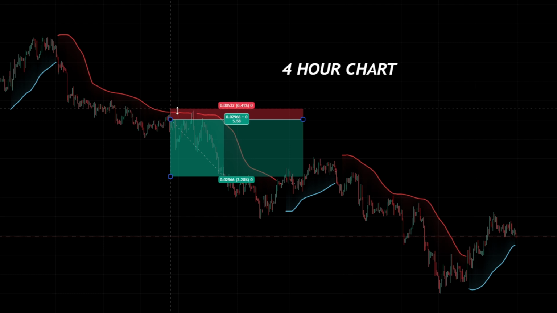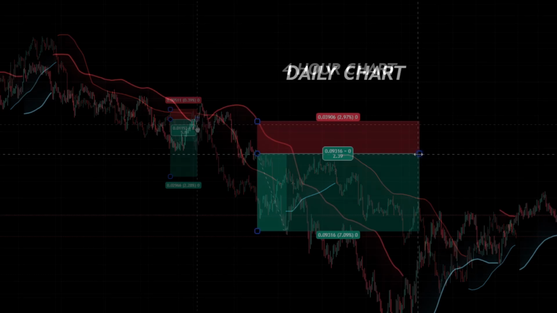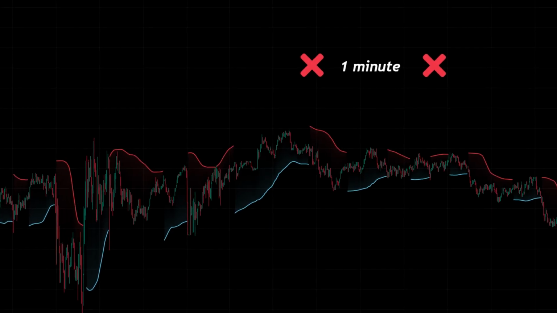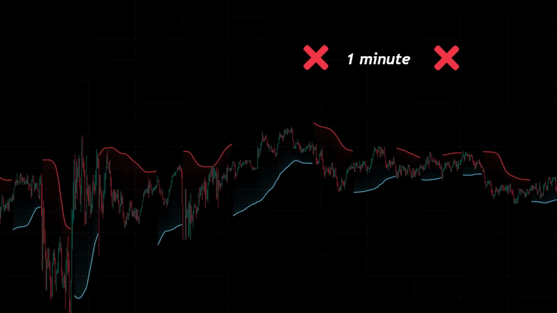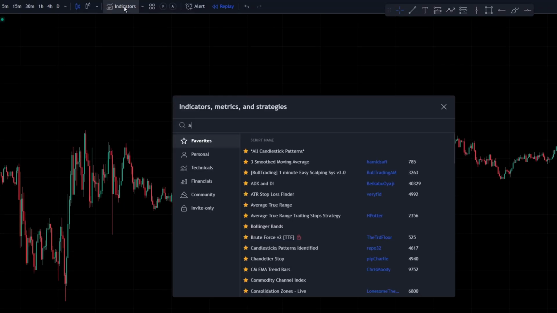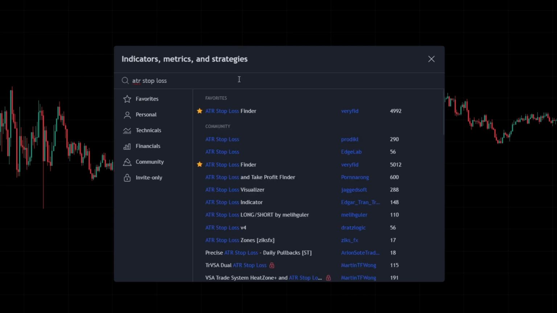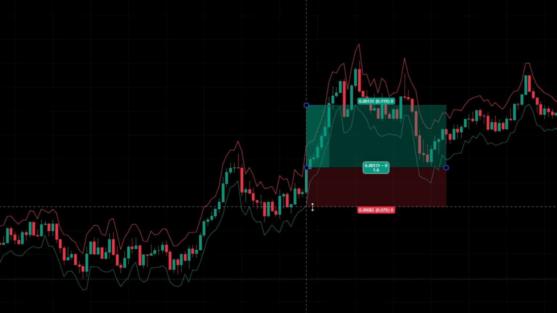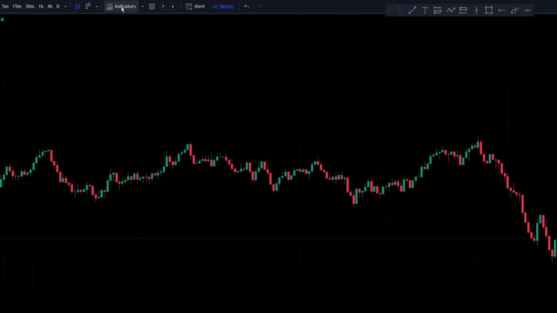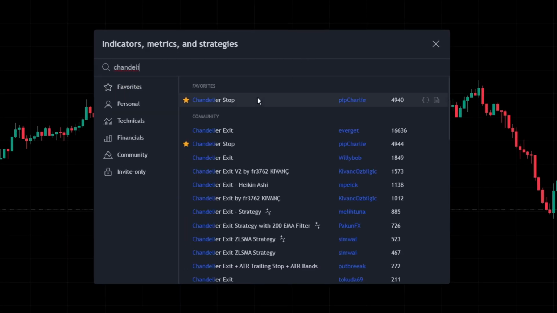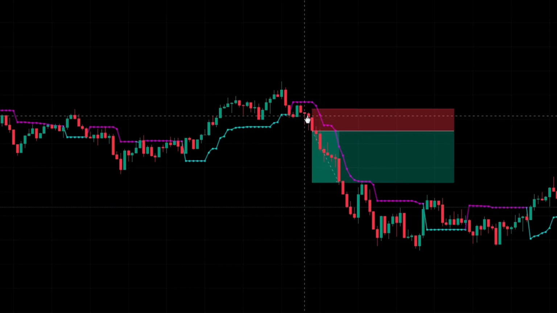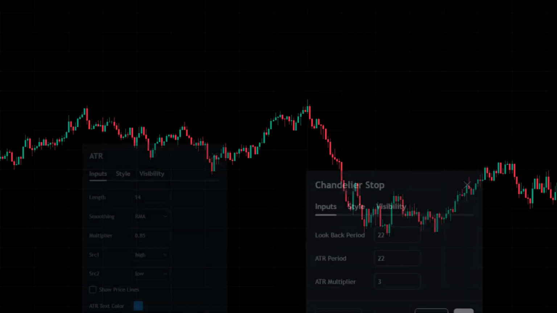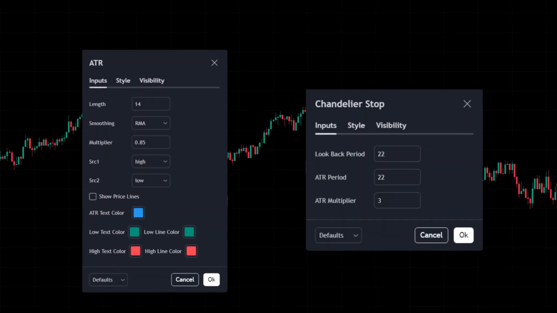This tool can work for high time frame trading like the 4-hour and daily, but for scalping, I would recommend using tighter stop losses, which you can get using an indicator like the ATR Stop Loss Finder by Verifid, or Chandelier Stop by Pip Charlie. They also allow you to customize the stop loss size, which you cannot do here.